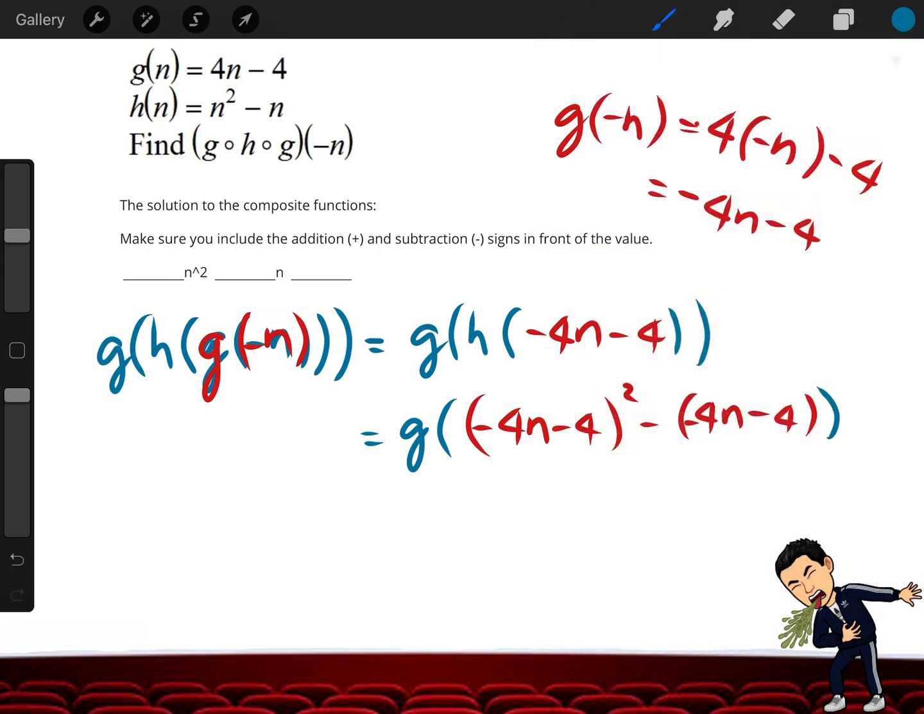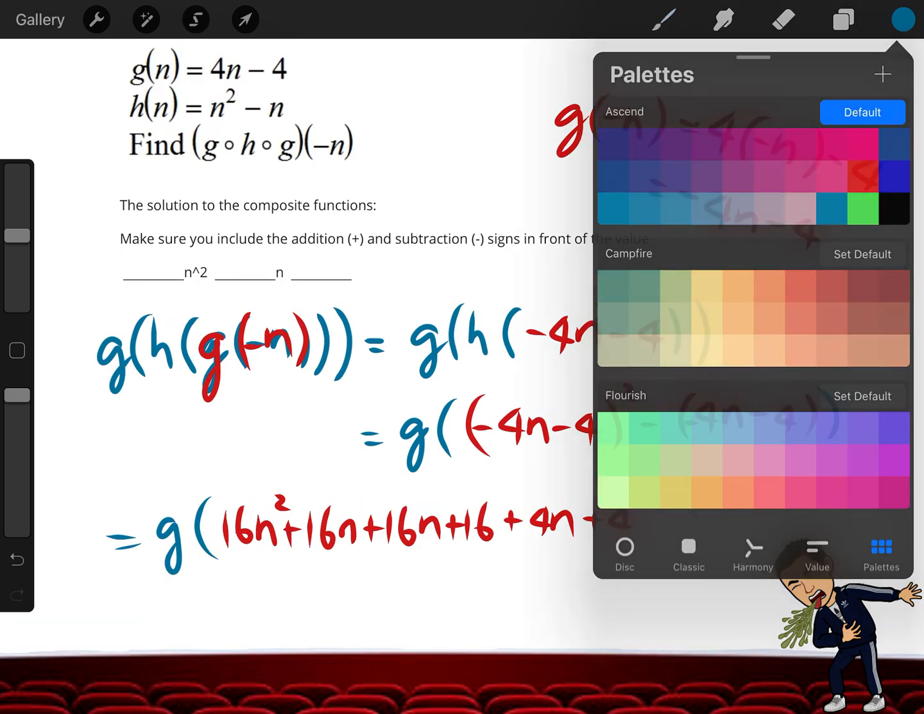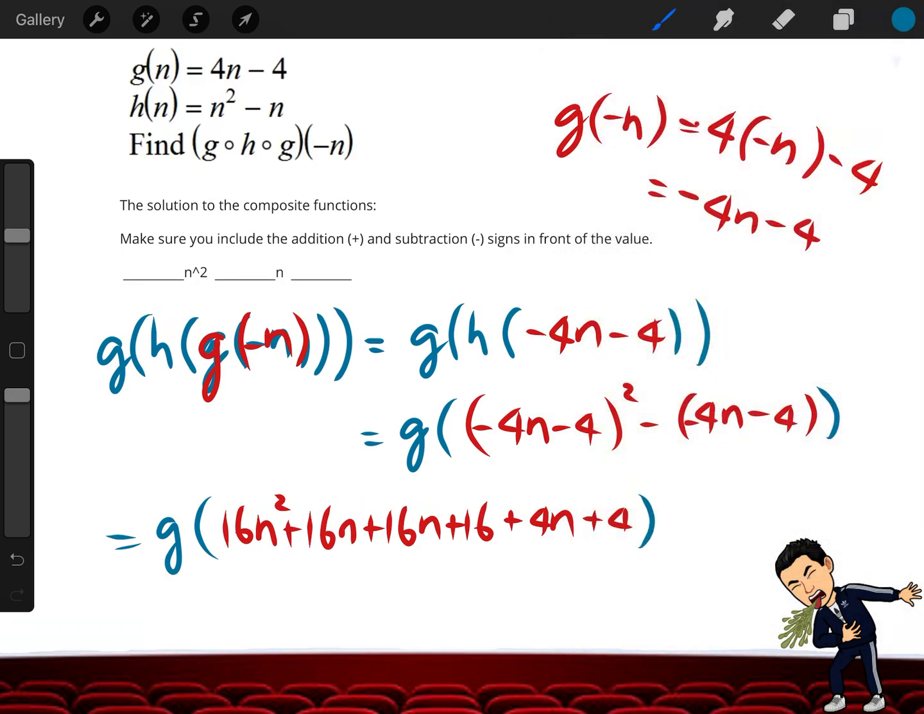Okay, so go ahead and just work on it. So that's going to give you positive 16n squared, add 16n, add another 16n, and then add 16. Okay, you're going to be subtracting a negative 4n, so that's going to be plus 4n, and then plus 4. Okay, close it. Now I'm going to combine all the like terms.